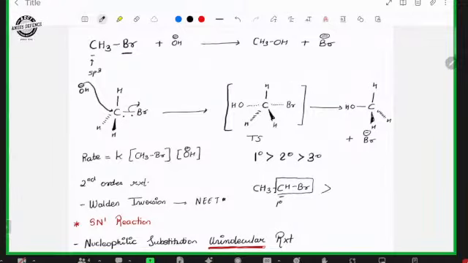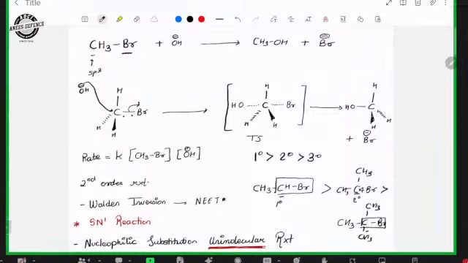Okay. If I want to talk about secondary, the carbon which is attached to bromine, if to that two carbons are attached, that becomes secondary. This is secondary. And tertiary, it is CH3, CH3, CH3 and Br. We are only concerned about the carbon which is bonded to bromine. So this is tertiary. It is very important.